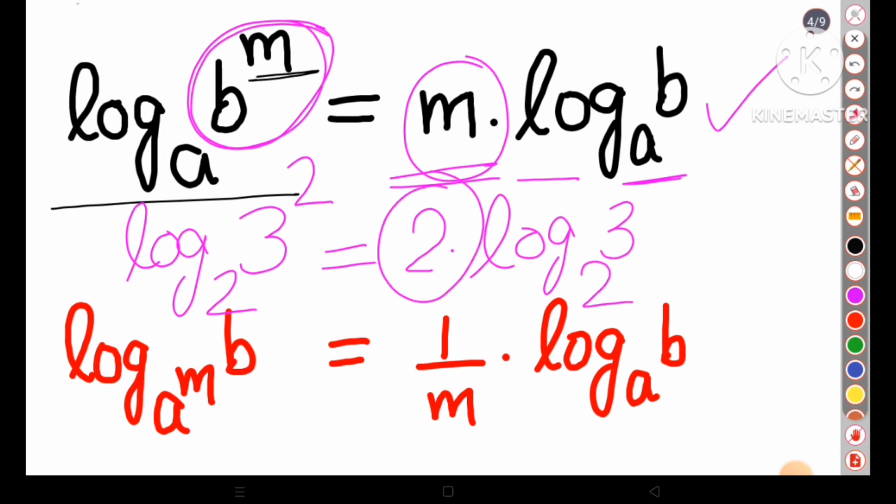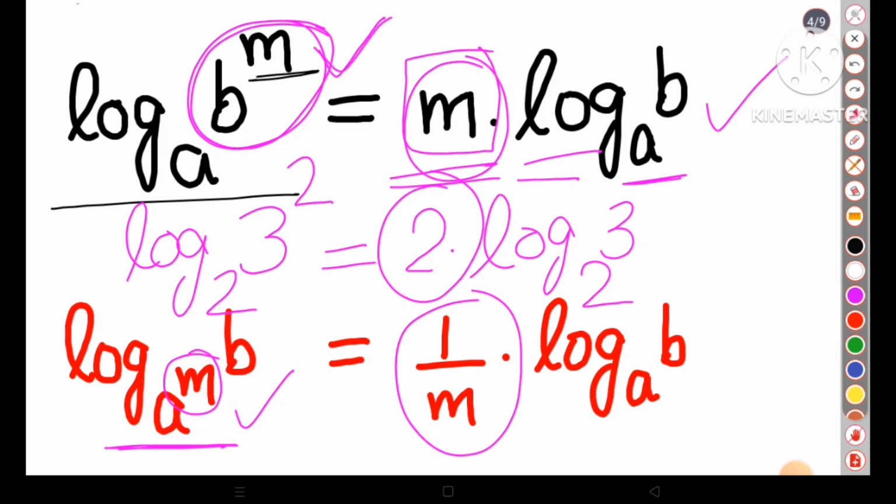Next property is log b with base a raised to the power m. In this case, the base has its power m, then the power will be like 1 by m into log b with base a. हमारे पास इनपुट की पावर होती है तो हम उसको m into log फंक्शन लिखते हैं, एंड जब हमारे पास बेस की पावर होती है तब हम उसको लिखते हैं 1 by m into the log function.